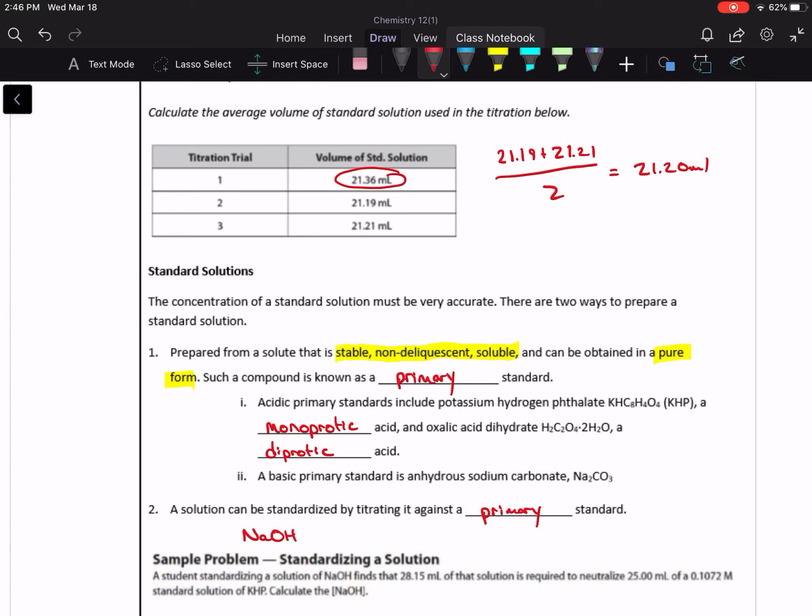So if we wanted sodium hydroxide to be our titrant, our standard solution, we would need to first standardize it by, say, reacting it with a primary acidic standard.